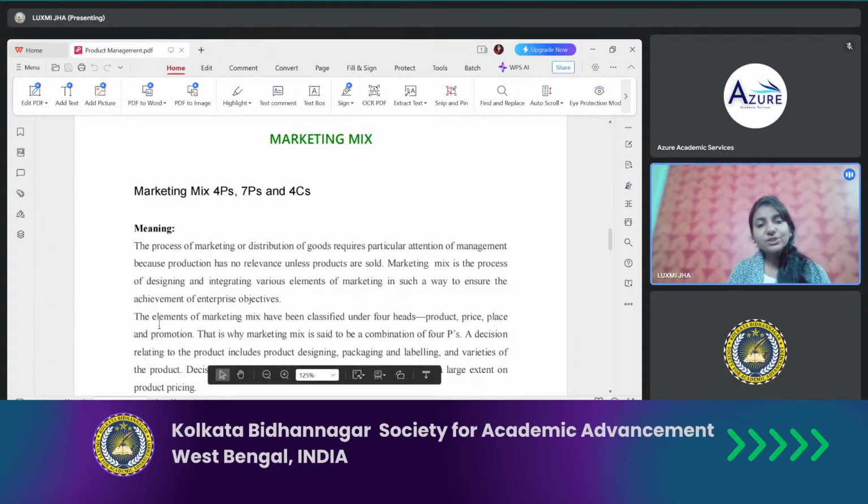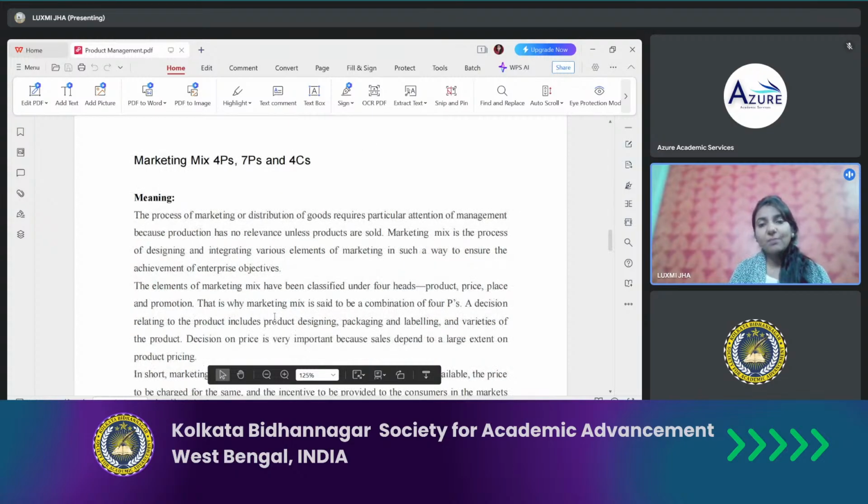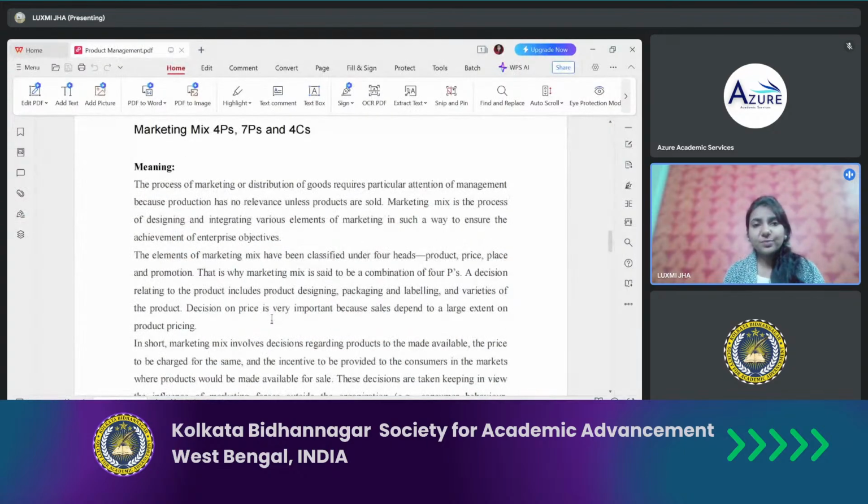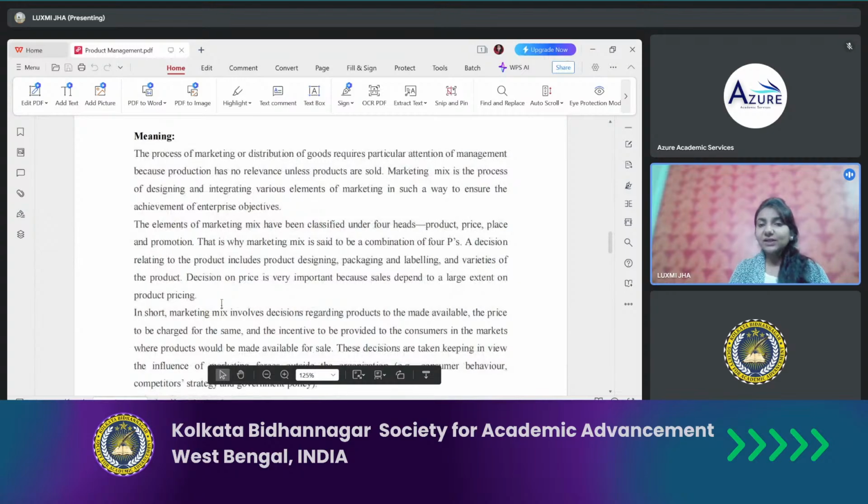So, marketing mix is a process of designing and integrating the various elements of marketing in such a way as to ensure the achievement of enterprise objectives. What is the objective of the enterprise? To be more reachable to their consumers, to satisfy the consumer needs. So these 4 Ps play a very crucial role in being reachable to the consumers. The elements of marketing mix have been classified under 4 heads: product, price, place, and promotion, which we have already discussed. This is why marketing mix is said to be the combination of 4 Ps. Very, very important, students. You need to understand one thing very clearly. 4 Ps is a very fundamental thing for marketing. So never forget these 4 Ps: product, price, place, promotion.